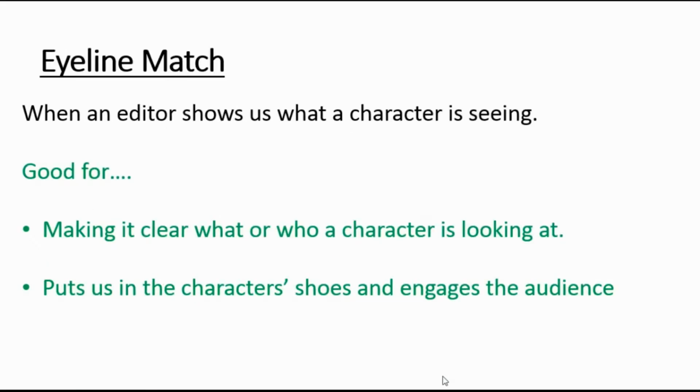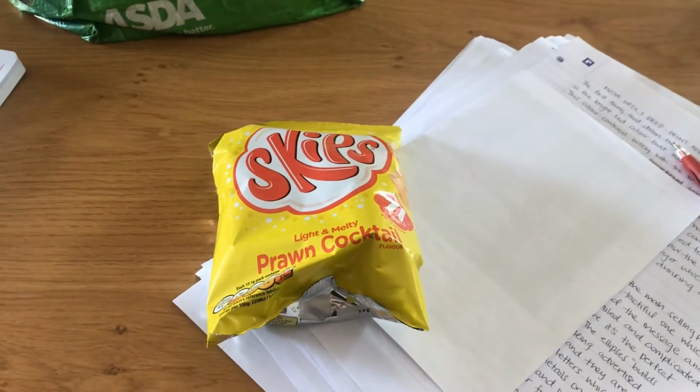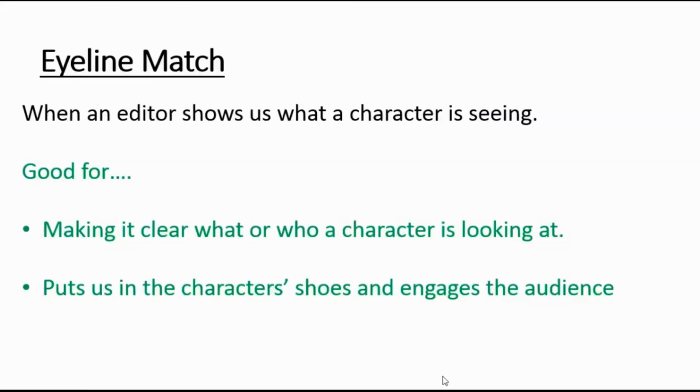An eyeline match is where we see a character and then the editor cuts to show us what that character is seeing or looking at. It makes it clear who or what a character is looking at, and that's quite useful sometimes because it helps to tell us a bit more about what they're seeing, and it puts us in that character's shoes. If we know what they're looking at, it helps us to understand what's going on, and it engages us a little bit more.